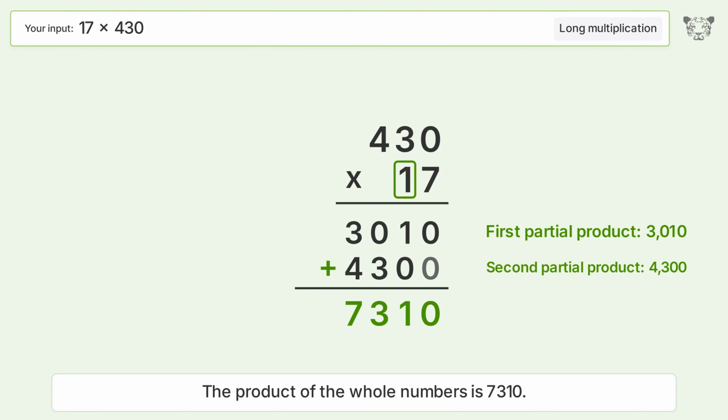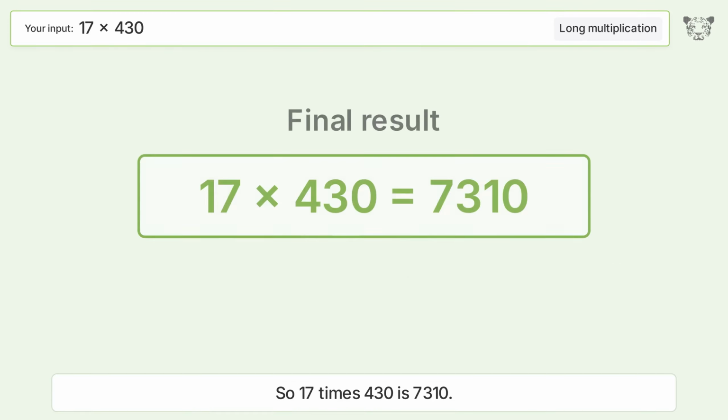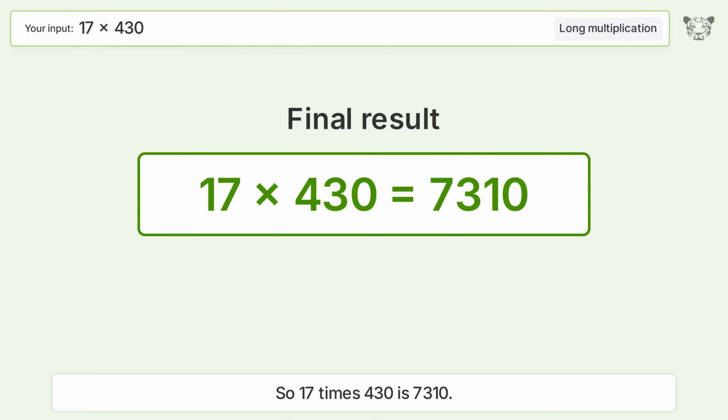The product of the whole numbers is 7310. So 17 times 430 is 7310.